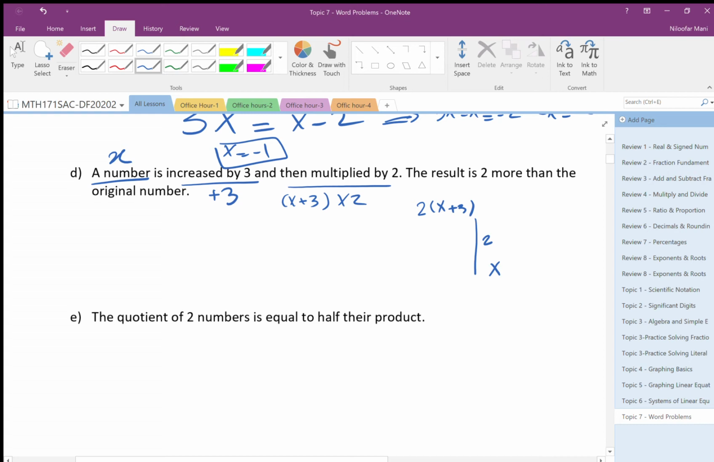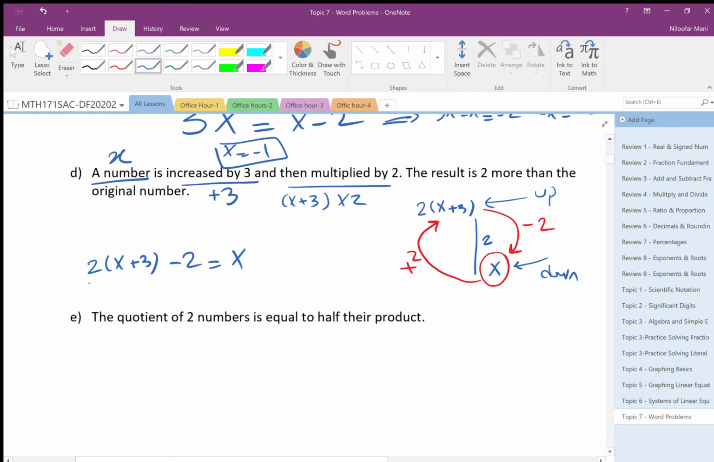Because it says more than, I have this one up and this one down. If you are in class, I use my hands up and down. Then I either add 2 to this to go to that, or I subtract from this to go to that. So let's do it. 2 multiplied by x plus 3 minus 2 is x, or 2 multiplied by x plus 3 is x plus 2.